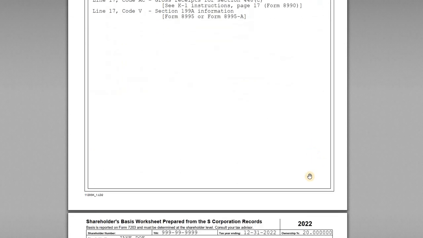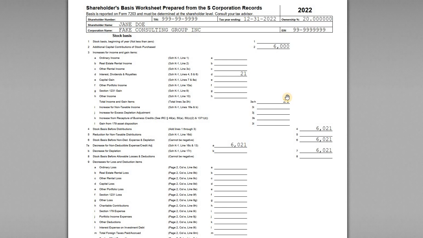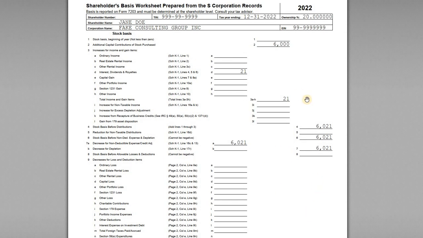So when we have a look at her basis worksheet, this is a basis worksheet prepared by the S Corporation for Jane Doe, but this is not to be used by Jane exclusively, right? This is information that might help her prepare 7203, but ultimately the 7203 is what's most important, right? Each shareholder is responsible for reporting and tracking their own basis. They shouldn't rely solely on these types of schedules prepared by the S Corporation.